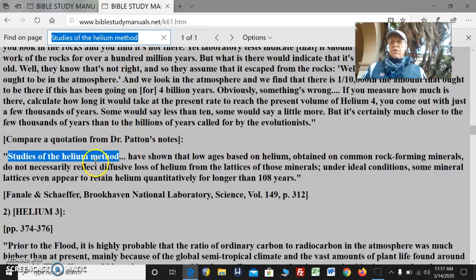Dr. Patton concludes, studies of the helium method have shown that low ages based on helium obtained on common rock-forming minerals do not necessarily reflect diffusive loss of helium from the lattices of those minerals. Under ideal conditions, some mineral lattices even appear to retain helium quantitatively for longer than 10^8 years.